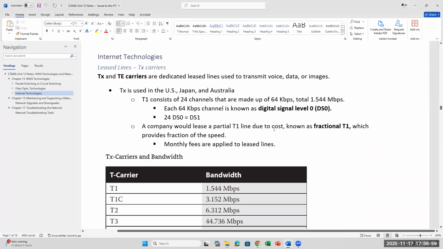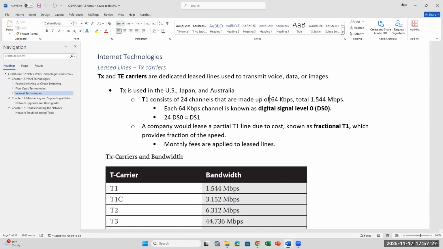Okay, so here's the breakdown. You're going to need to know how to calculate this for your final exam. If you're looking at a tier 1, a T1, it has 24 channels. And each channel, because remember back then, that was a modem speed, we would multiply 24 by 64 kilobits per second. That's going to yield about 1.5 megabits per second.